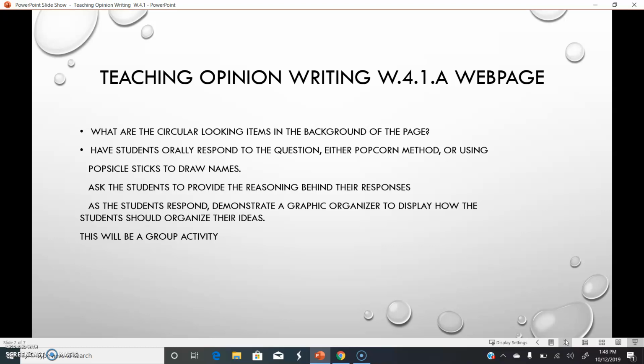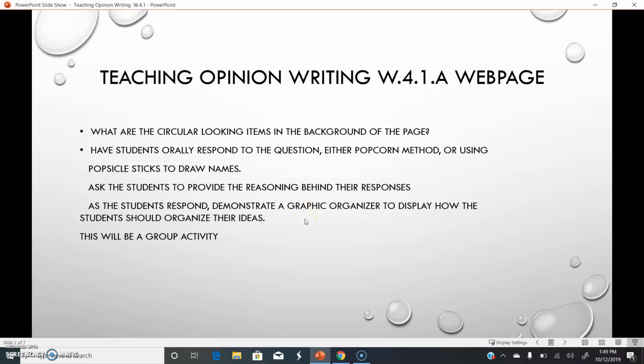Okay, so first we start by asking our students, or if you're at home, your child, what are the dots on the page? If they say they are a dot of water, that is fine. Have them explain why it is a dot of water. Is this something they've seen before, or why are they saying this? That is providing the reasoning behind their answers.